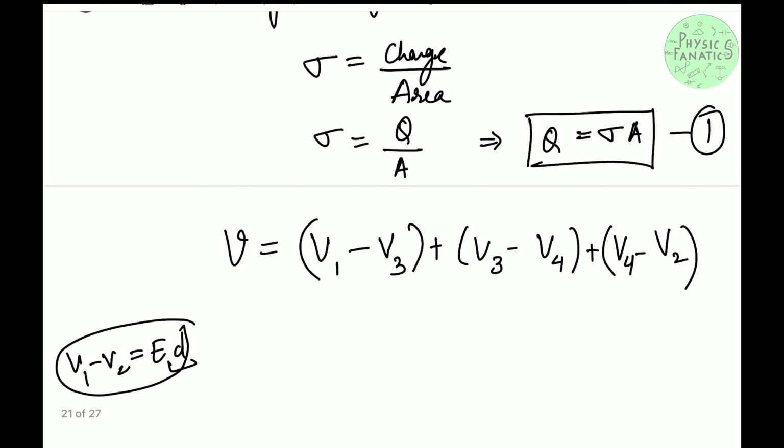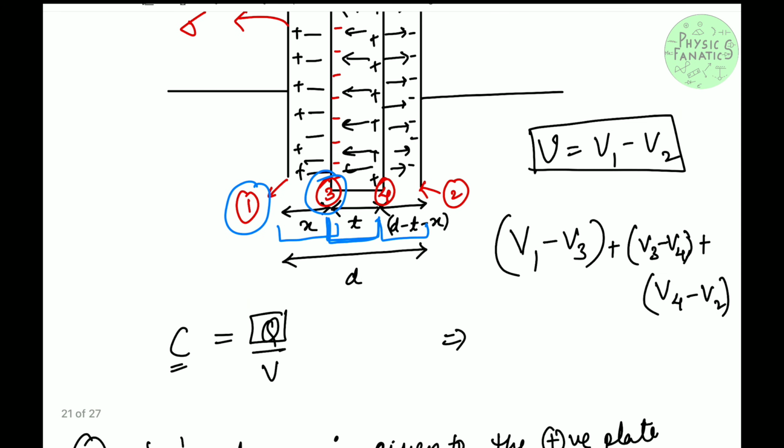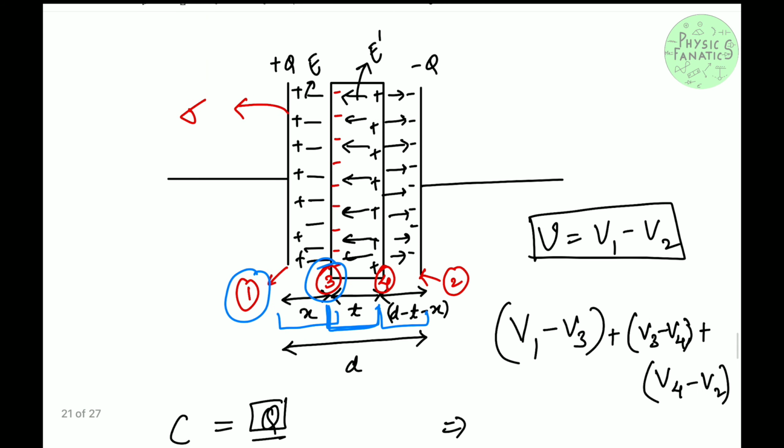So let's talk about V1 minus V3, right? Let's look at the figure here. You guys can see V1 minus V3. I'm talking about this particular region. Can you guys see that? V1 minus V3 can be written as E times D. Is that a yes or no?